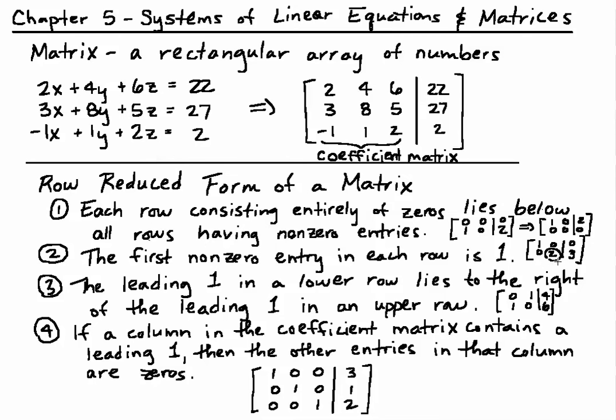Number 3, the leading 1 in a lower row must lie to the right of the leading 1 in an upper row. In my example here, this is not correct because the leading 1 in the lower row lies to the left of the leading 1 in the upper row. And to fix that, we can just switch those 2 rows.